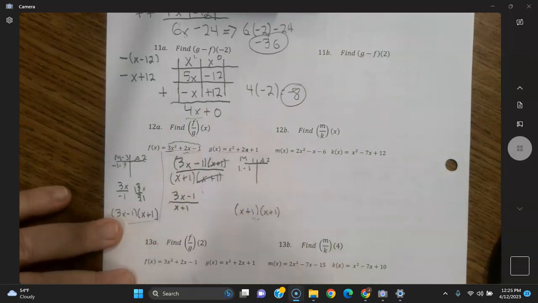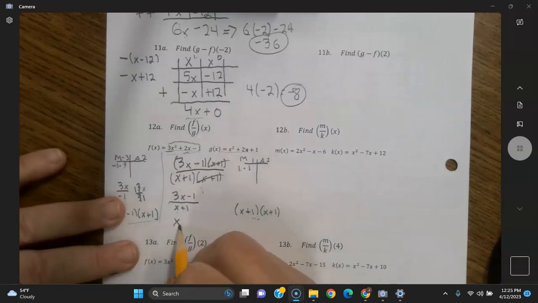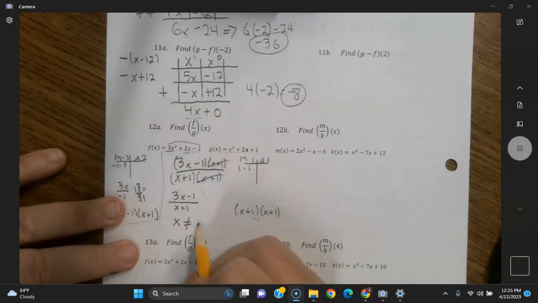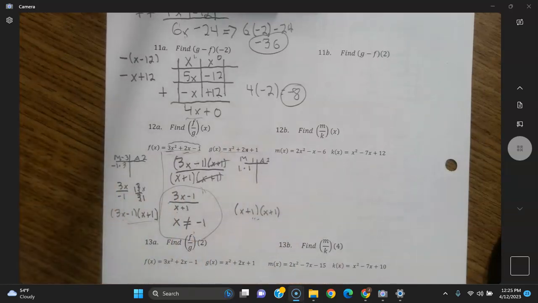However, there is one final condition you have to state. x cannot equal -1, because if x equals -1, -1 plus 1 is 0, and remember, you can never have 0 in the denominator of a fraction. So you have to state that condition that x cannot equal, that's an equal sign with a line through it, -1. So the whole thing, including that, is your final answer. Okay? All right, you go ahead and do this one over here.